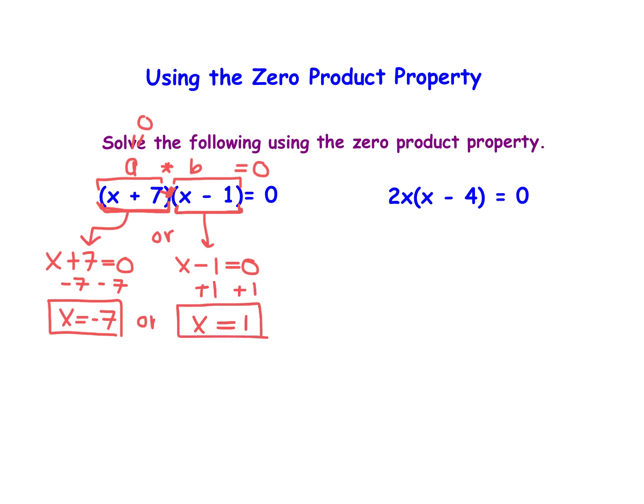So ultimately what we find here is we have two options for x. Either x is going to equal negative 7 or x is going to equal 1.